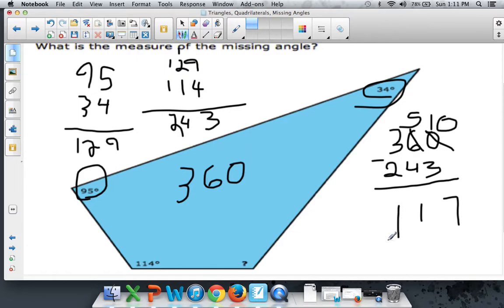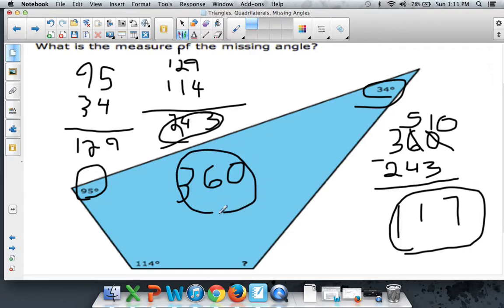And if you double check, if you added 117 to 243, it would indeed equal 360. Never a bad idea to double check. But in this case, the missing angle is indeed 117.